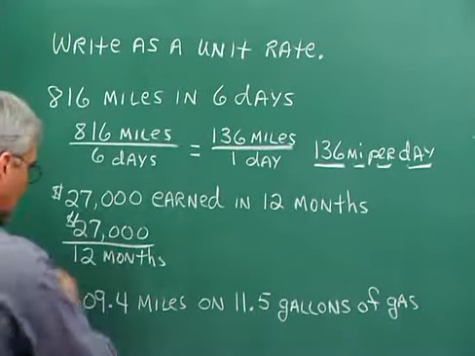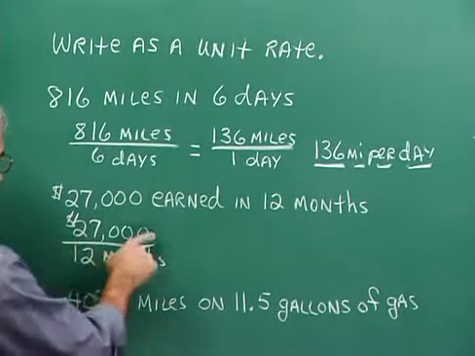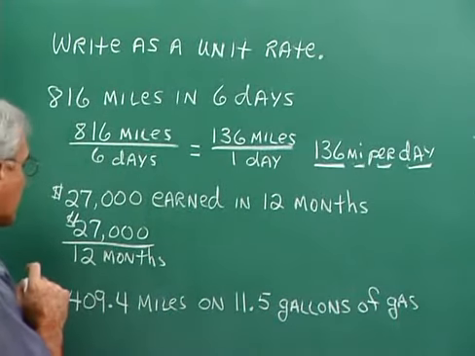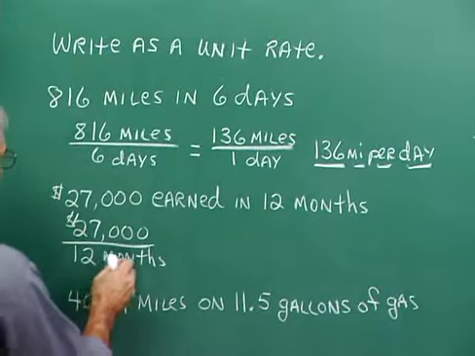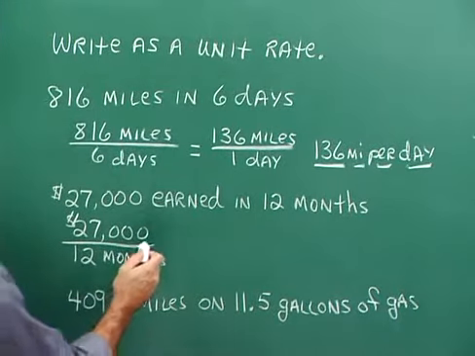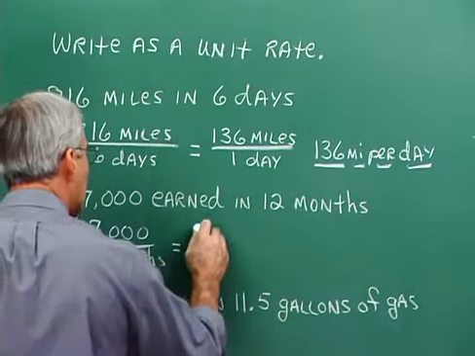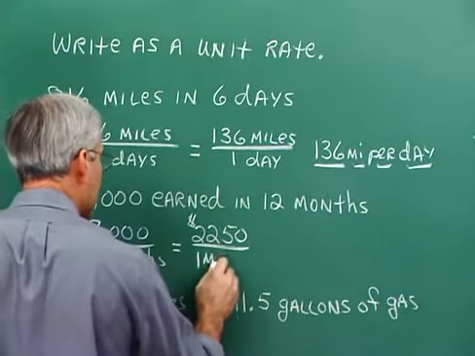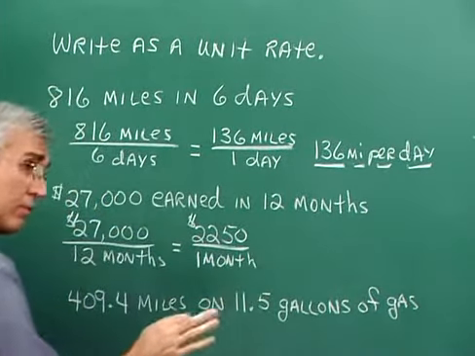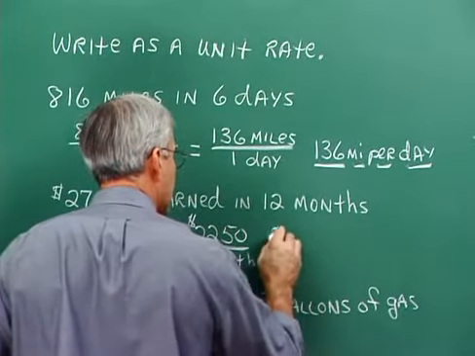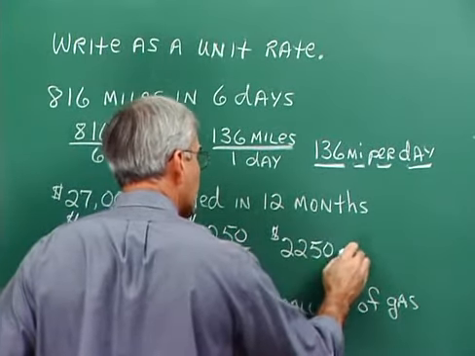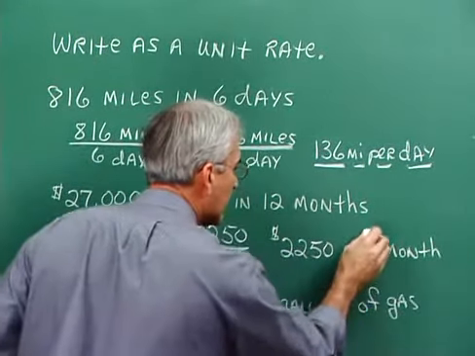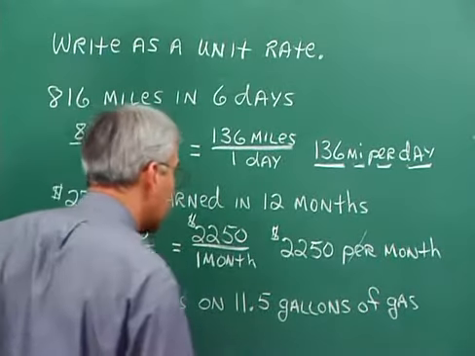Now, by the way, if it doesn't go evenly, what are we going to do? Well, we'll just express the number that we get in that division process in terms of a decimal, and we'll have our unit rate, you see. We'll see that situation in the next problem. But let's see, 12 into 27,000 goes 2,250 times. That is, this is $2,250 in 1 month. You see, it's like this. And we would probably write it as $2,250 per month. And once again, we could use that slash idea in place of the per if we want to.